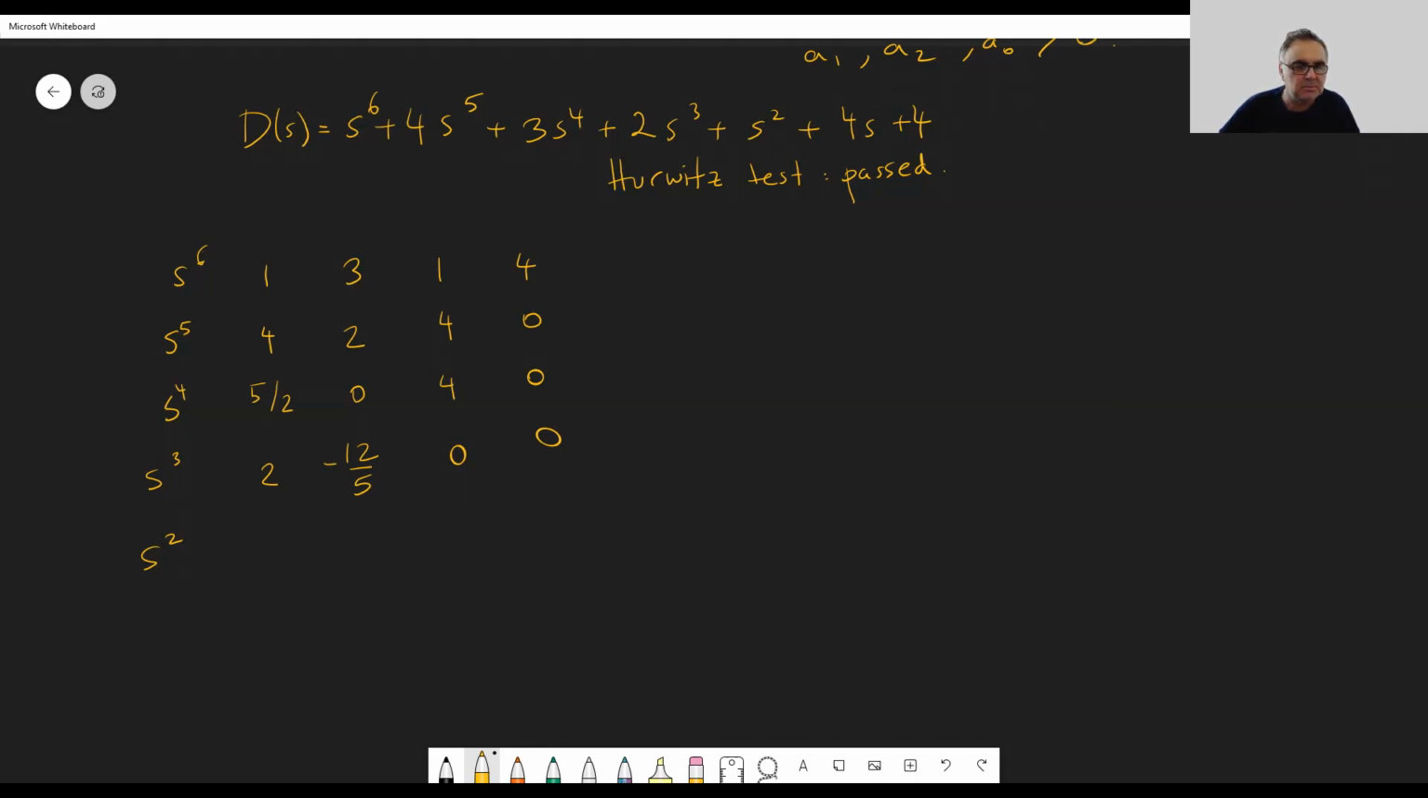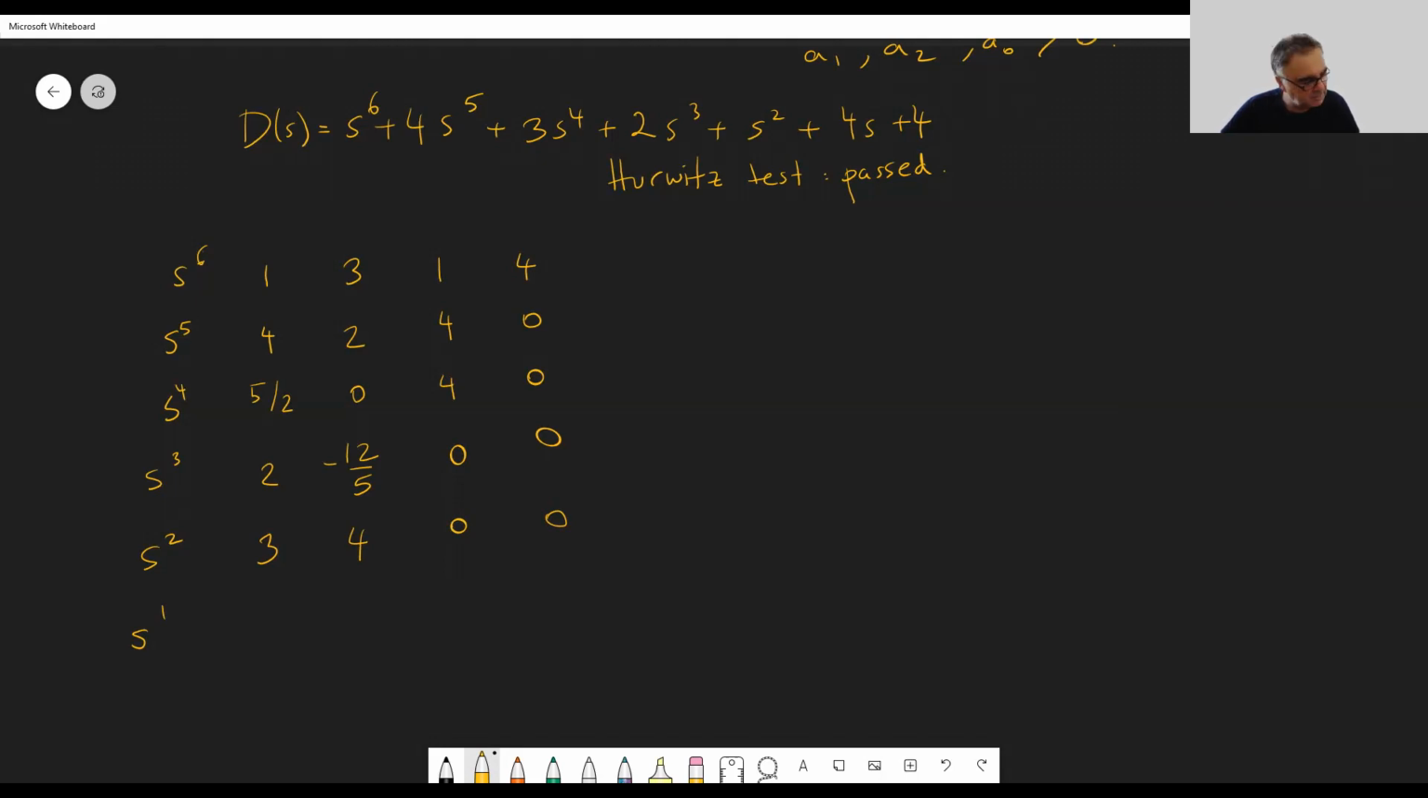2 times 0 is 0, minus this one, which is what? 6 minus 6, no, 6. 6 divided by 2 is 3. Interestingly, we get a positive number. Okay, how about this one? 4 times 2 divided by 2 is 4. 0, 0. s to the 1. Everything goes well, it seems, but unfortunately, it will break down here.